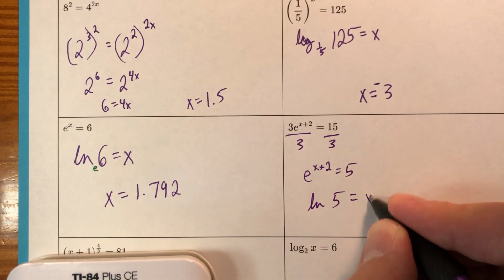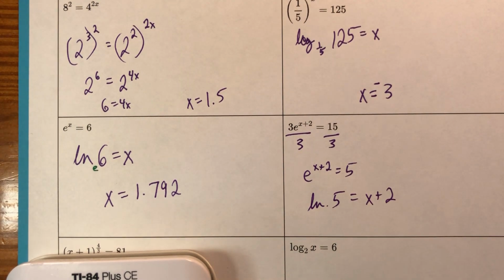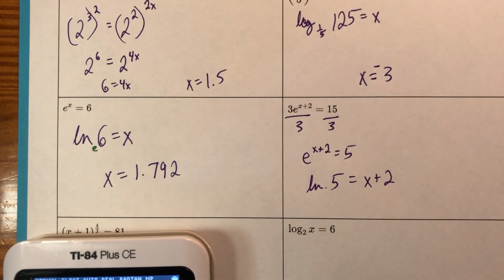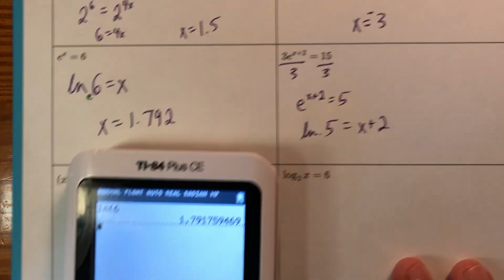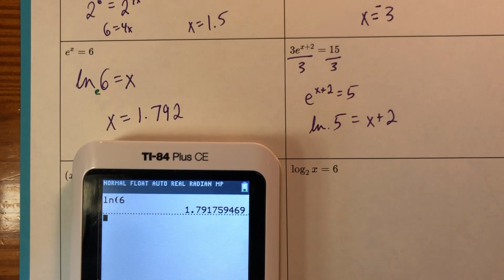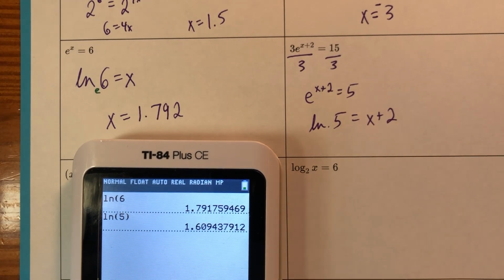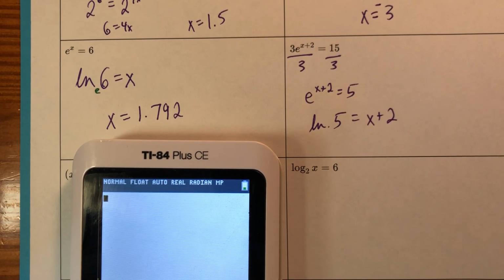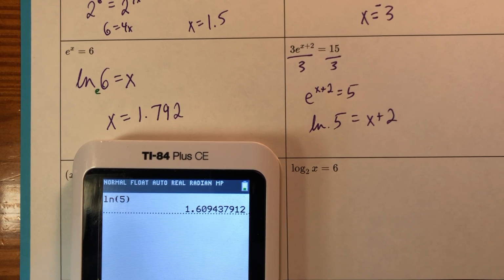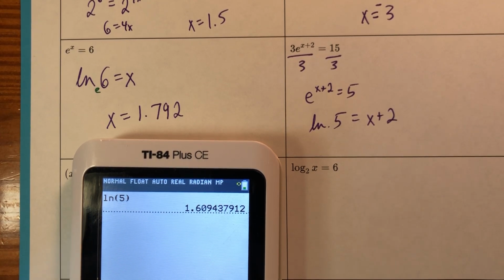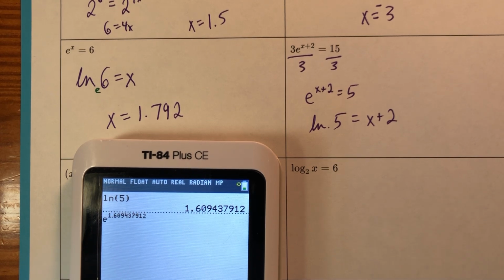Natural log of 5 equals x plus 2. Don't have to write the understood e where I just put that random dot. But I do need to find out what the natural log of 5 is, which is a fancy way of saying e to what power will give me 5. Real quick demonstration in case you care. Here's the natural log of 5. But if I did e to that power, I better get 5.